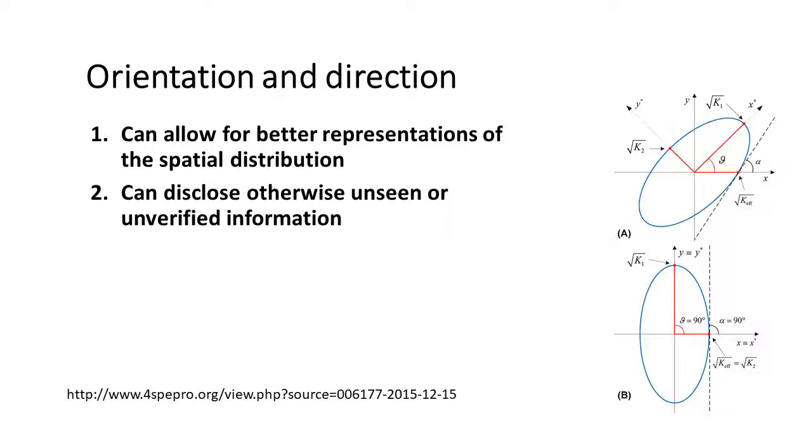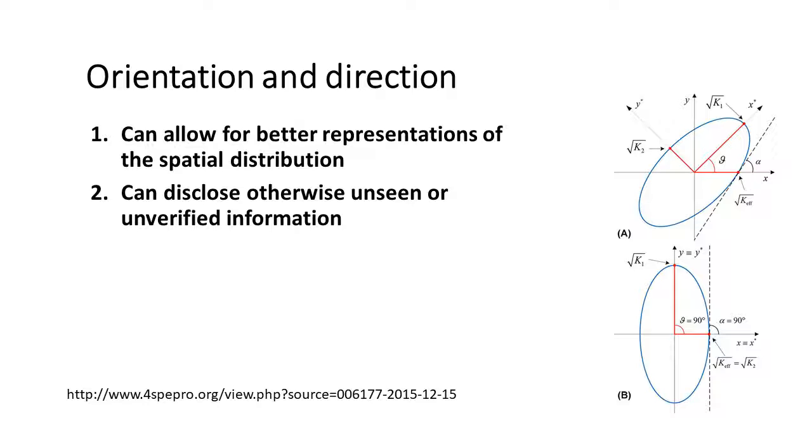And then we can talk about orientation and direction. This can allow for better representations of the spatial distribution, and it can disclose otherwise unseen or unverified information. And we'll sort of give you an idea. You might have a really large cluster of data points that you don't see a directional pattern to, but when you analyze the distribution spatially and you look for these parameters and you apply the right stuff, you can determine that the cluster actually is pointing in a certain direction, and that may or may not be important.